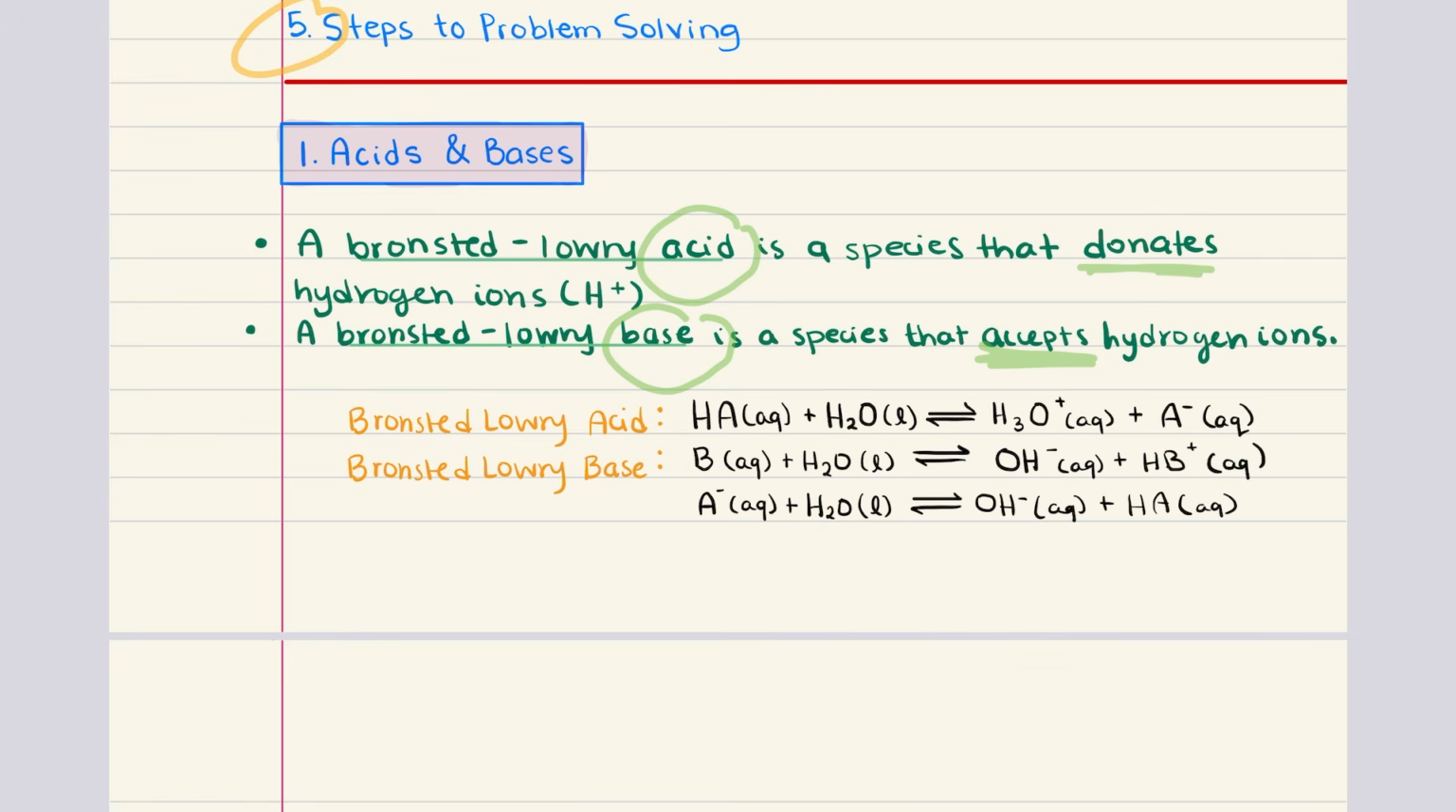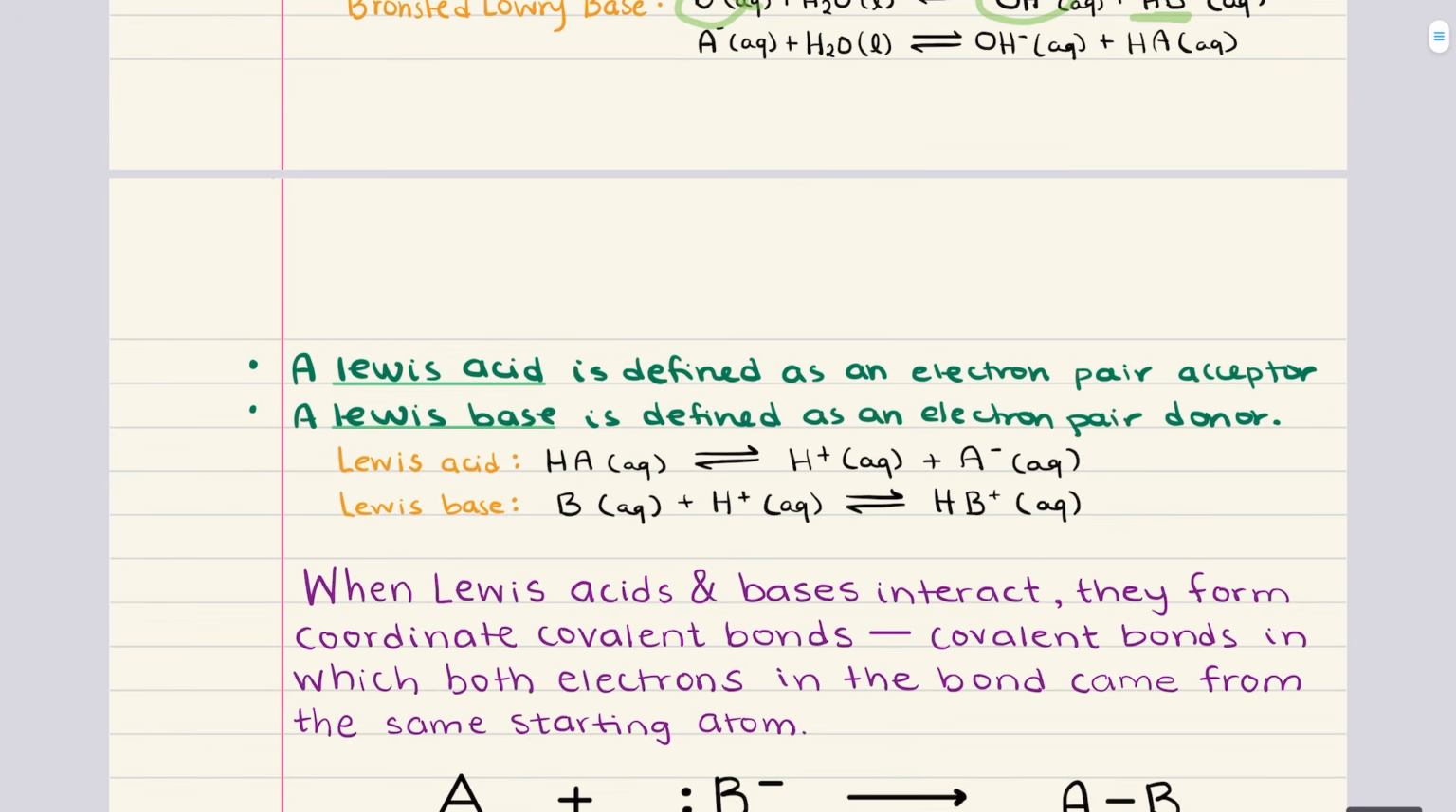For example, when a Bronsted-Lowry acid donates a proton to water, it forms hydronium ions and its conjugate base. Similarly, when a Bronsted-Lowry base accepts a proton, it forms its conjugate acid along with hydroxide ions in solution. On the other hand, the Lewis definition describes acids and bases in terms of electron pairs. A Lewis acid is an electron pair acceptor, while a Lewis base is an electron pair donor.